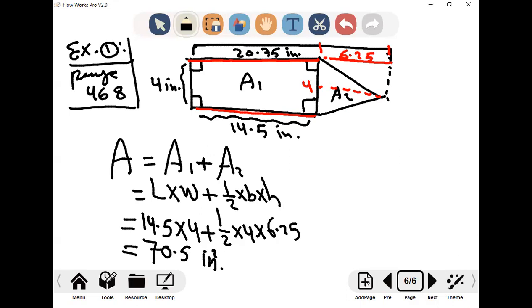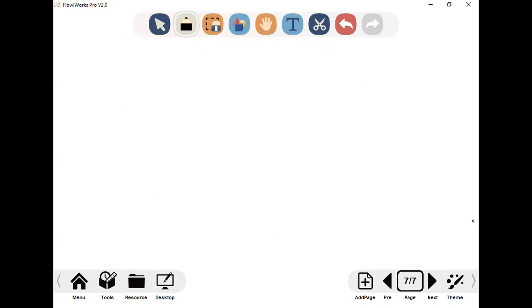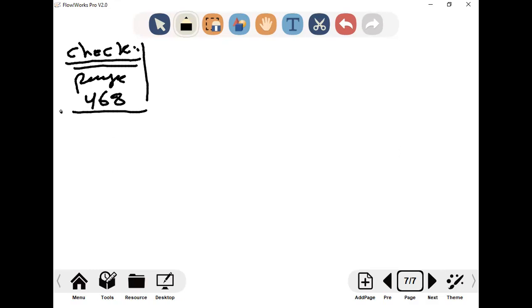Now let's do the check together. Check after example 1, page 468. What we have in the check? We have a rectangle down and a semicircle up, not a circle, right? So we have a rectangle down and a semicircle up. But together, do I know this figure? No, I don't know.